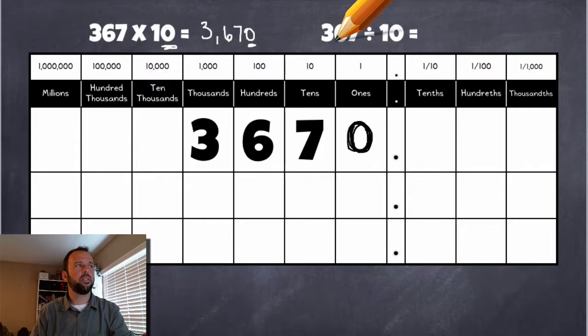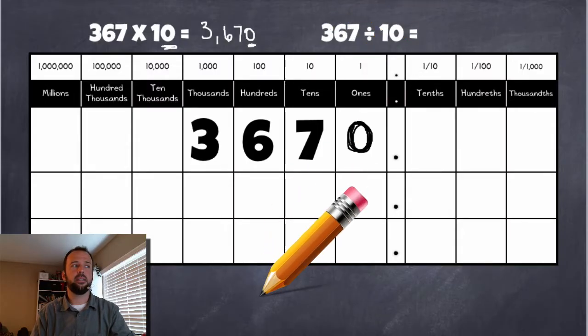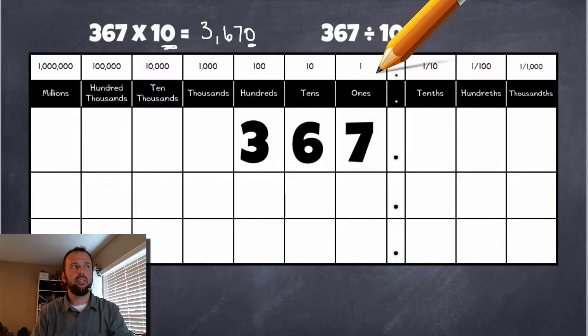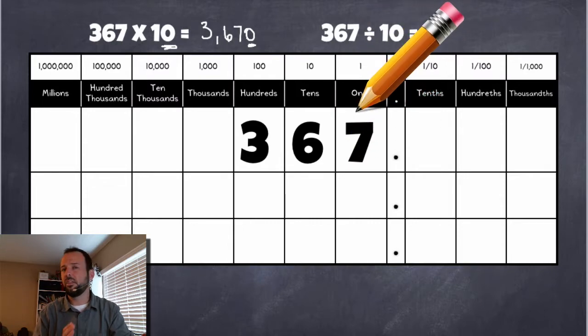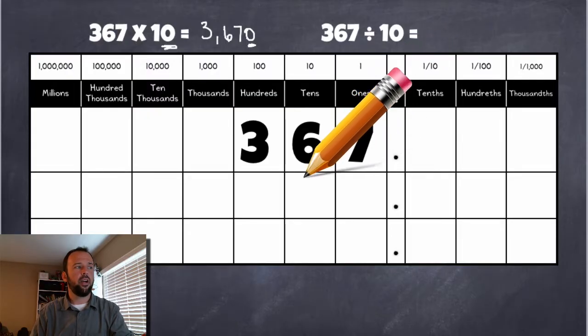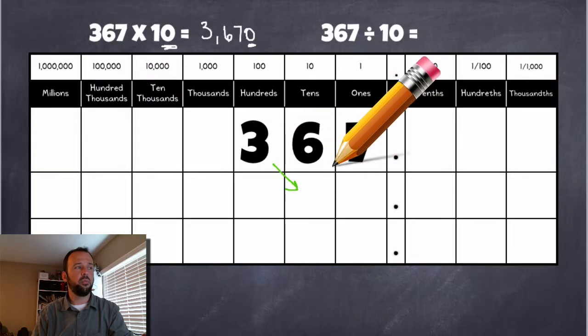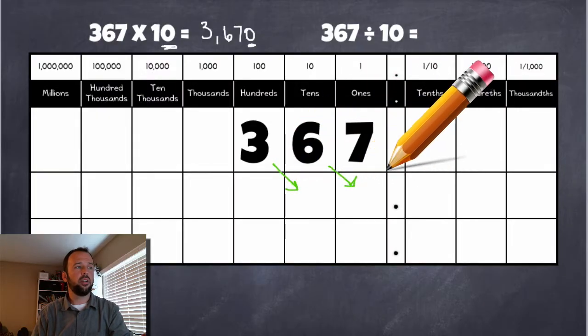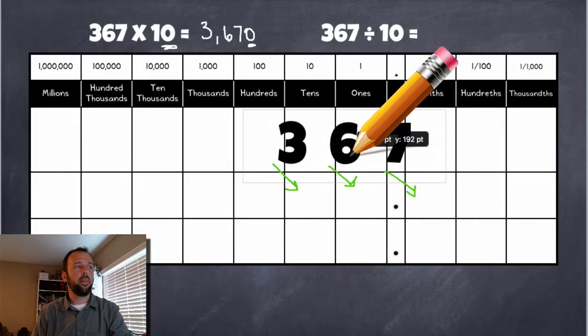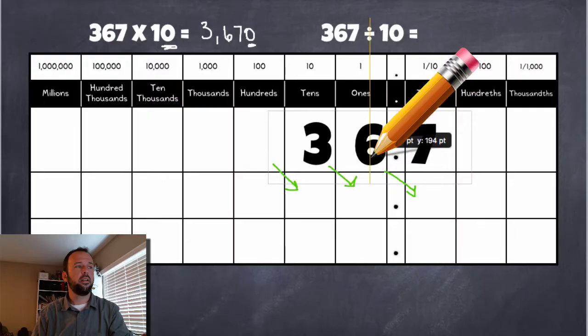Now I'm going to reset, and I'm going to set this back to 367, and this time we're going to divide it by 10. So I have 367 again. I'm going to divide it by 10. That means we're going to be moving to the right on the place value chart. We're going to be making a smaller number. So if I think about it this way, dividing by 10, everything is going to move back a spot. Divide, divide, divide.